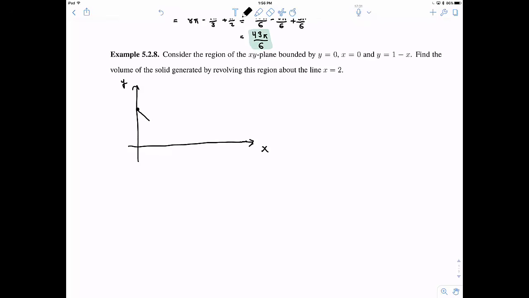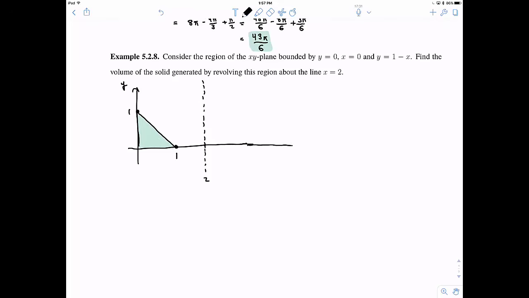So first let's draw this region. So y equals 0 and x equals 0. Well, that's the x and the y axis. And then the line y equals 1 minus x. Well, this is this nice line. It has slope -1 and y-intercept +1. So here's my region. And I'm going to be revolving this around the line x equals 2. So this is a nice vertical line where x equals 2. And I almost gave myself enough room this time. So if I spin this around this line x equals 2, we can see I'm going to get washers again.